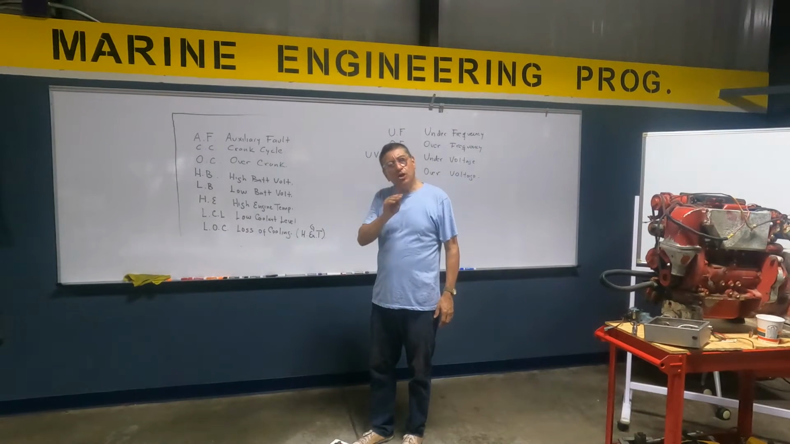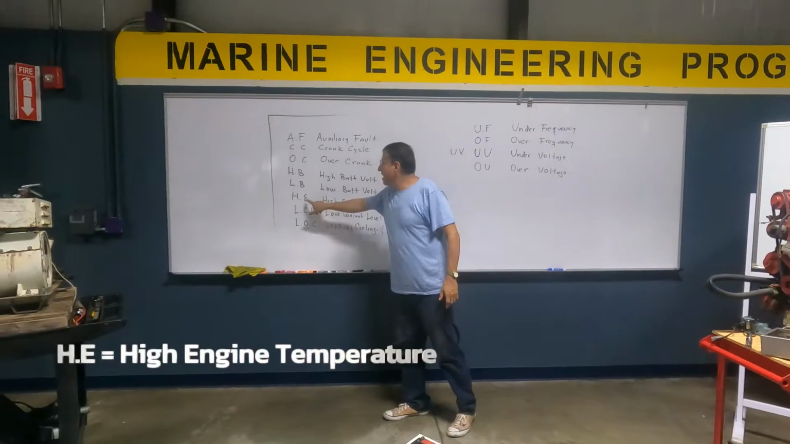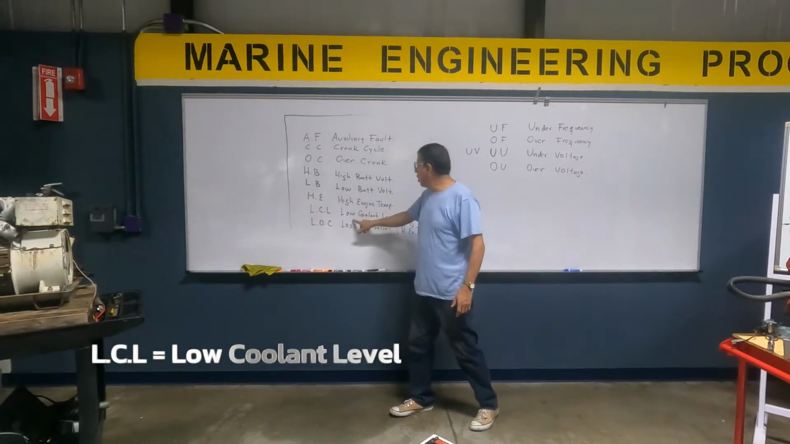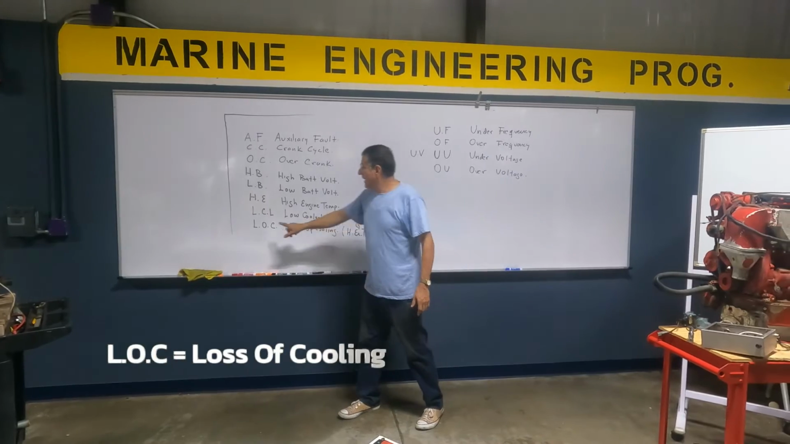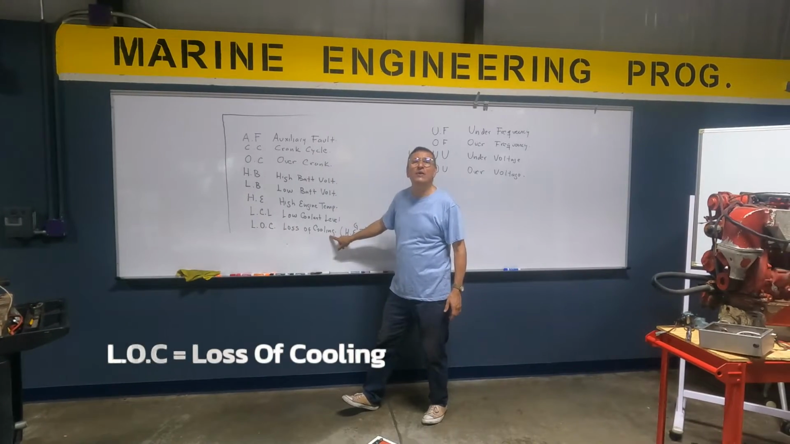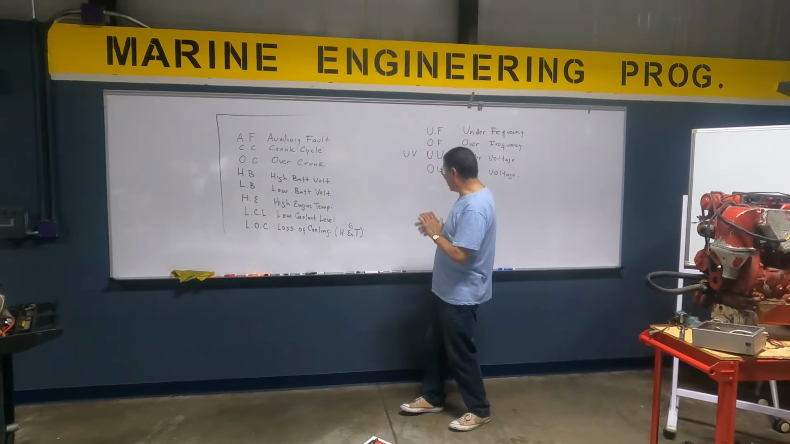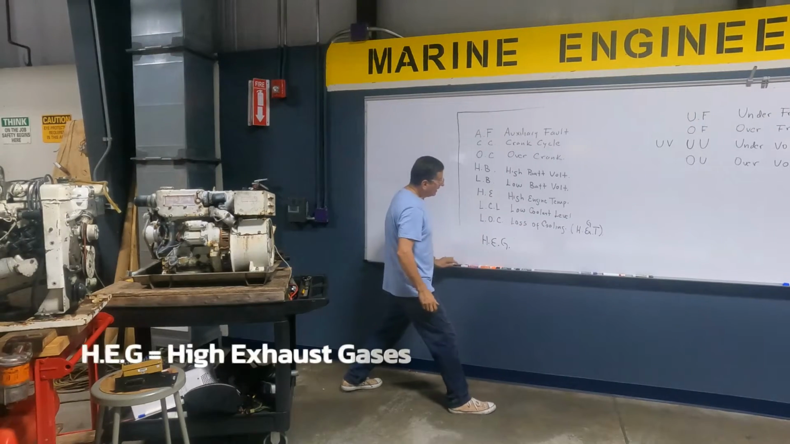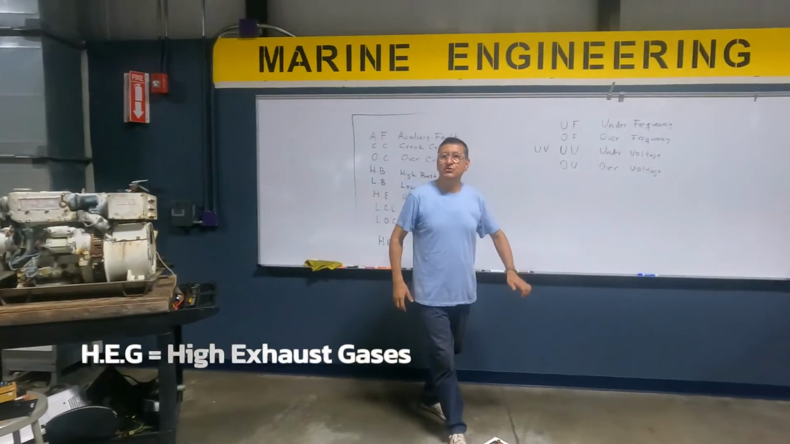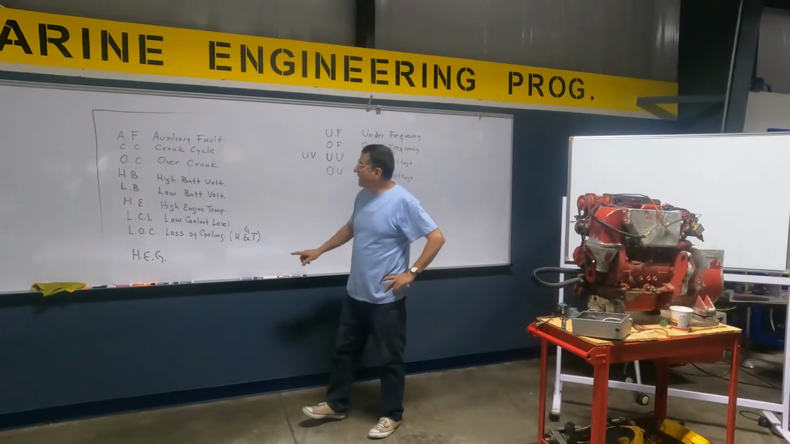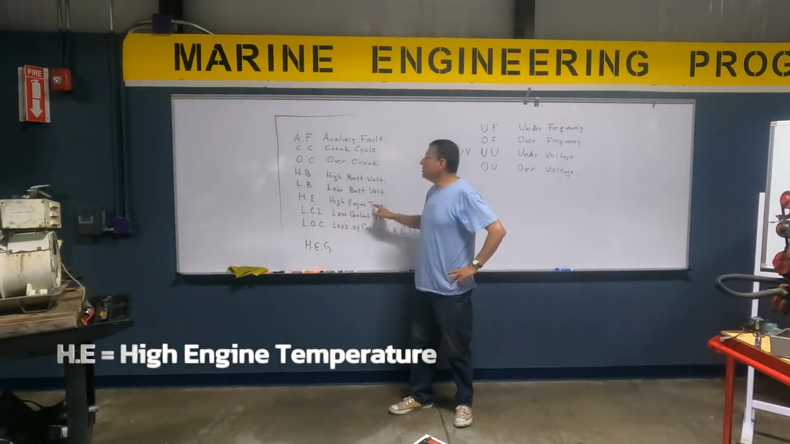At this. The next coming codes are HE, high engine temperature. LCL, low coolant level. LOC, loss of cooling. They are pretty related, but they are different. And there is another one, this one, high exhaust gases temperature. Okay, pay attention. We are going to analyze the first one, high engine temperature.